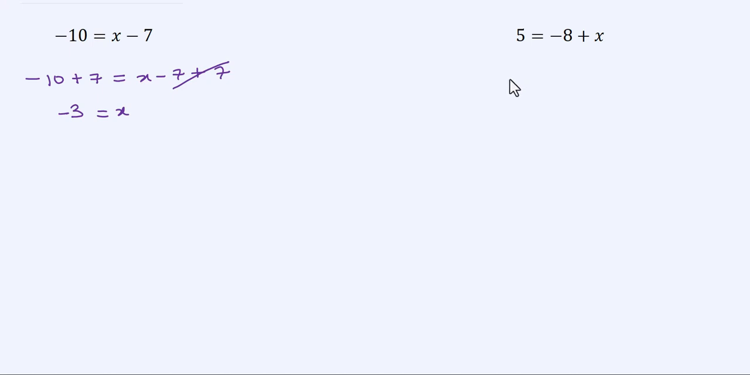So from this very point, let's still solve. We have to add 8 to both sides. So doing that, 5 plus 8 is equal to minus 8 plus 8 plus x. And then 5 plus 8 is 13. Okay, and that is equal to just x because minus 8 plus 8 is 0, and that cancels out. You see how this is very simple once we follow the process accordingly.